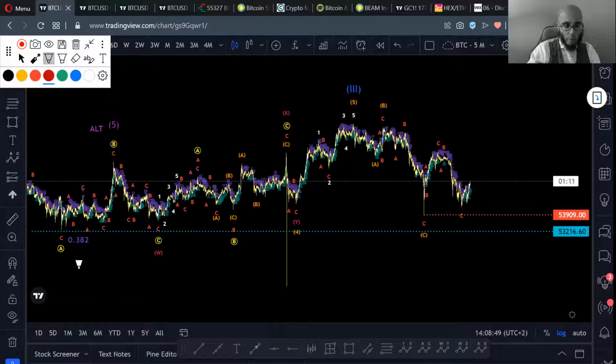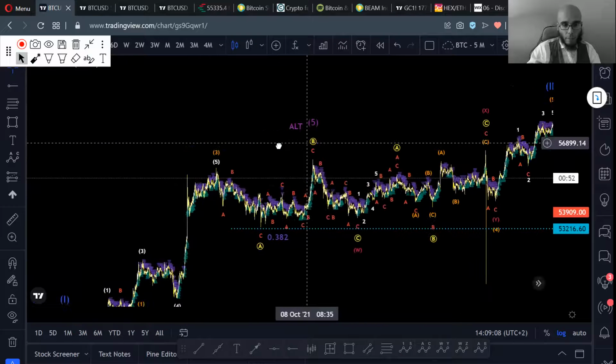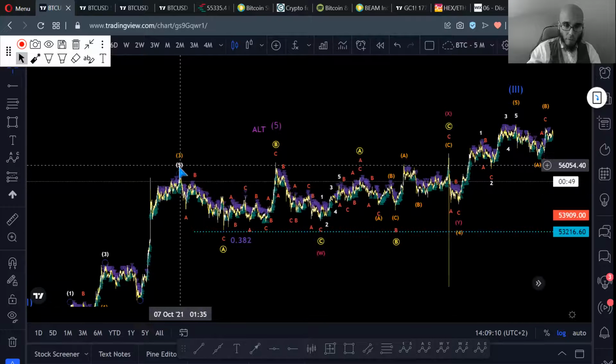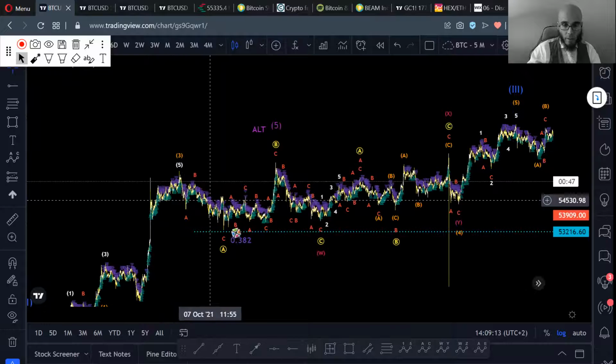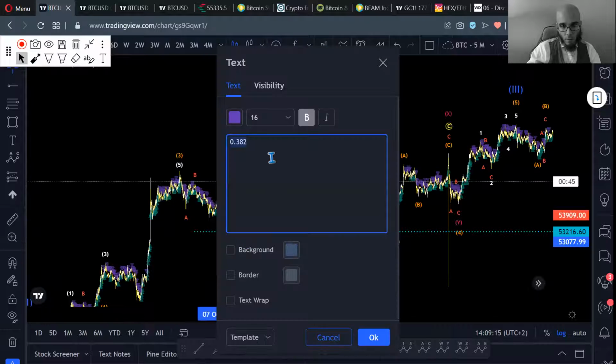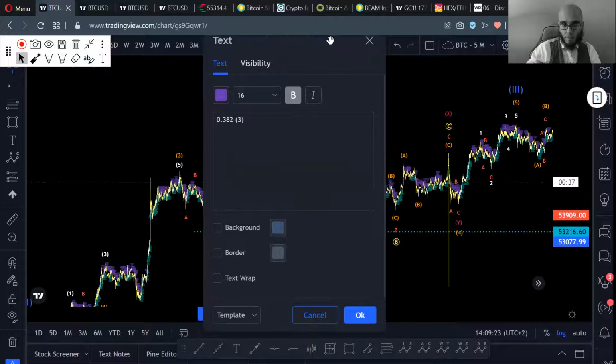on the 3-hour chart. And that level, the 38.2 retracement of wave 5. Let me just show you what that was. And maybe also label it correctly. So that was wave 3. So let me put wave 3. Okay. That retracement.